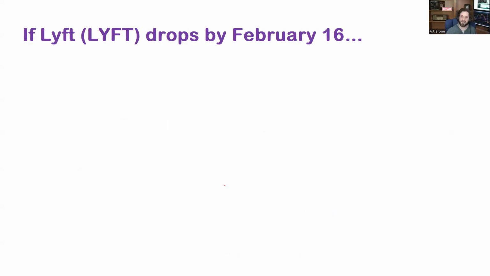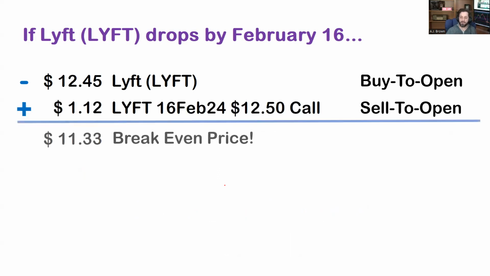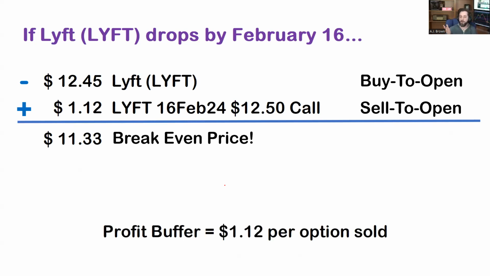Now, the scoop is that I'm going to take a couple moments, probably in about 5 minutes from now, to show you how I can reduce my risk on return even further. But even built into this strategy, if I buy Lyft for $12.45, get my $1.12, I've reduced my break-even price to $11.33. In other words, Lyft would have to drop all the way down below my break-even price before I'm even in the red. So even inherent in this strategy is somewhat of a defense against the stock going against the initial position, right? I'll show you a way that I hedge this even further, but just know that there's this, what I call profit buffer built into this strategy.